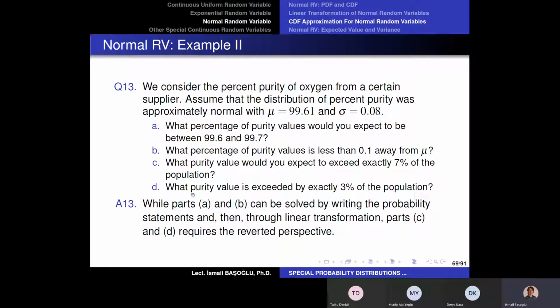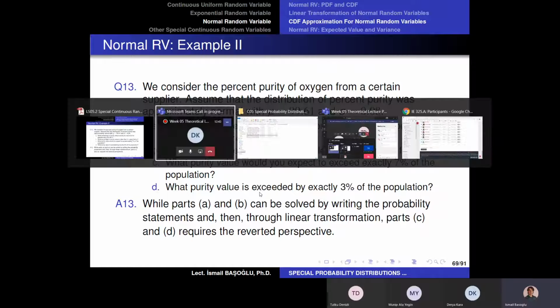So there is a certain oxygen purity value which is exceeded by only 3% of the population, which means only 3% of the population has a larger oxygen purity than this certain value which is being asked. So the question is asking for a value for which only 3% of the population has a higher purity percentage, and the remaining 97% is going to have a lower purity percentage than that. So the question is basically asking this.